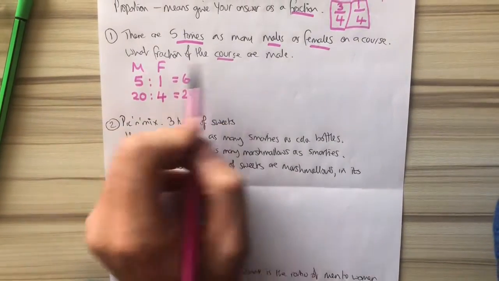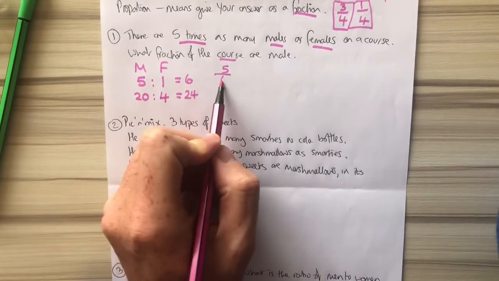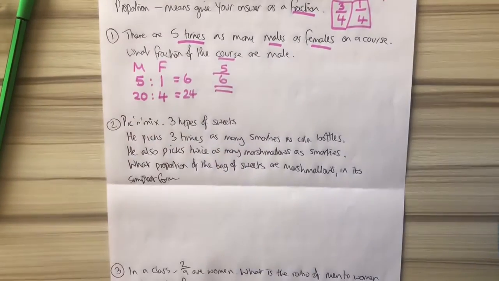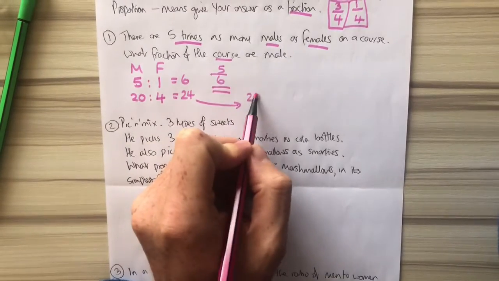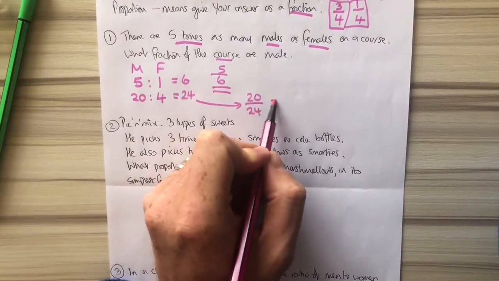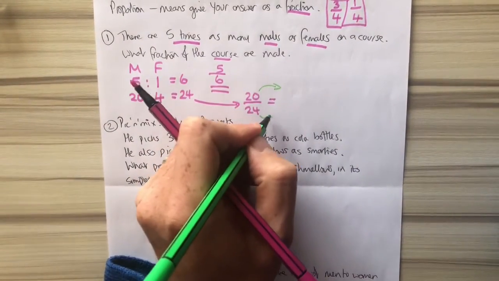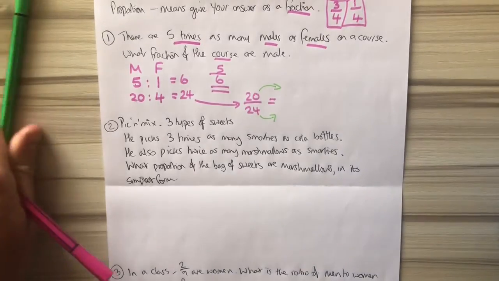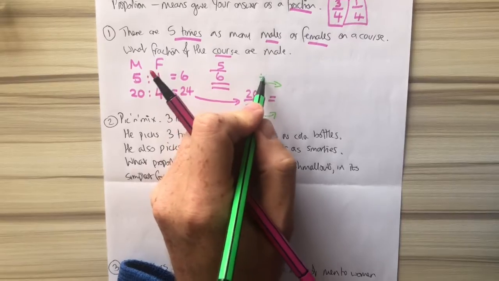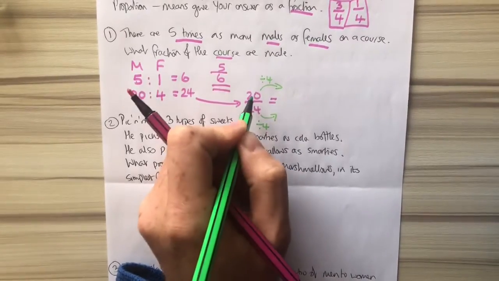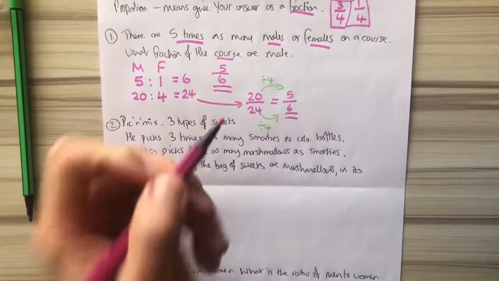So what fraction of the course are male? So if there's 5 males out of how many in total? 6. So 5/6 are male. If I did it this way, there'd be 20 out of 24, and then cancel that down. So you divide by a number that goes in top and bottom. So 4 goes in. That means that will be 5/6, and you get the same answer.